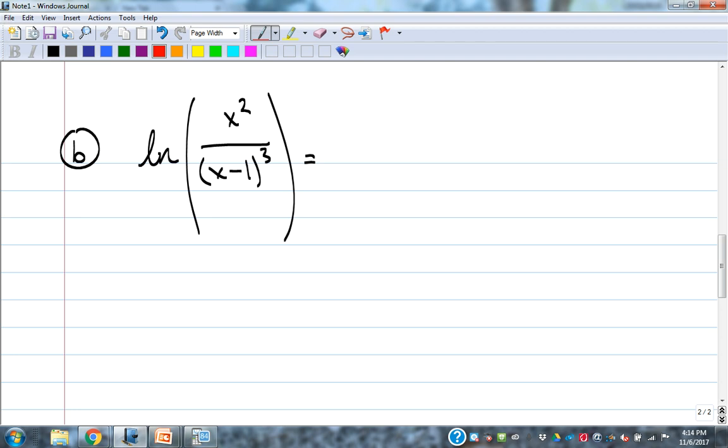What's the big thing in this problem? The most obvious piece of math. It's division. It's a big fraction. Anytime you see a big fraction, you know it's division. Division in logs turns into what? Subtraction. So we've got natural log of the top minus natural log of the bottom.